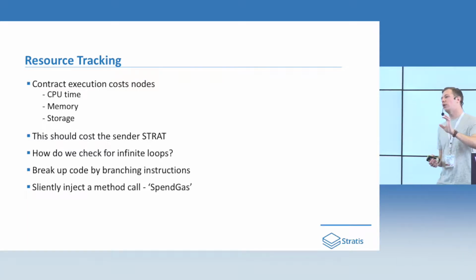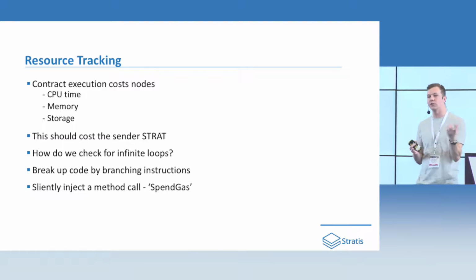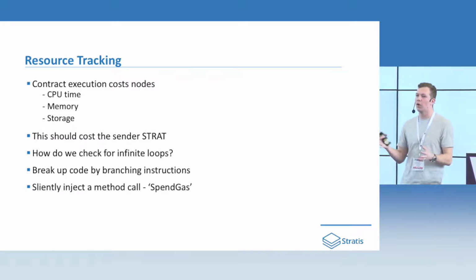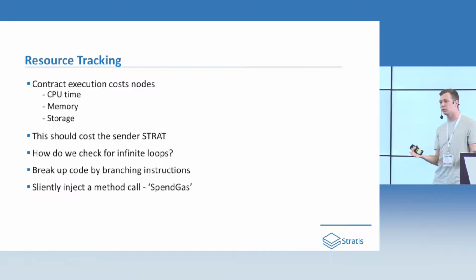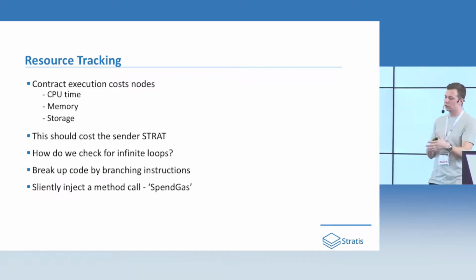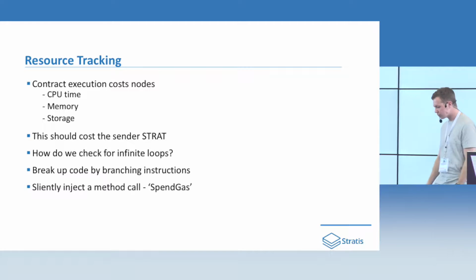There's a related problem here as well, which is that of infinite looping. You can imagine that if a contract gets into an infinite loop, it's going to run forever, and this node is never going to be able to catch up with the rest of the network because it's never going to finish executing that code. So we need some way to tally how many resources are being used, and ultimately stop execution if we get past a certain amount of gas.